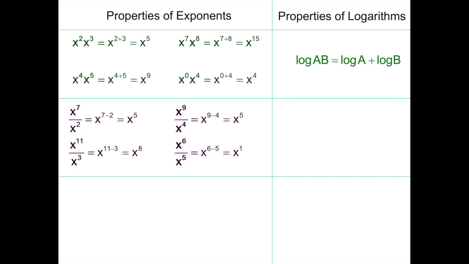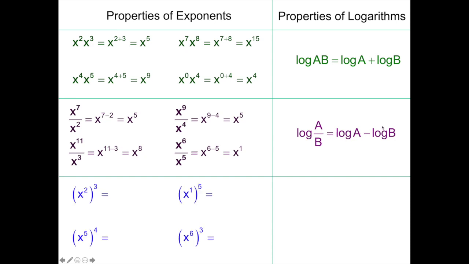So thinking along the same lines as what we did a minute ago, if I have the log of a over b, working backwards here, we know that when we're dividing, we end up subtracting. So we've got the log of a over b is equal to the log of a minus the log of b. And then the last thing we're going to talk about is when it's power to a power.